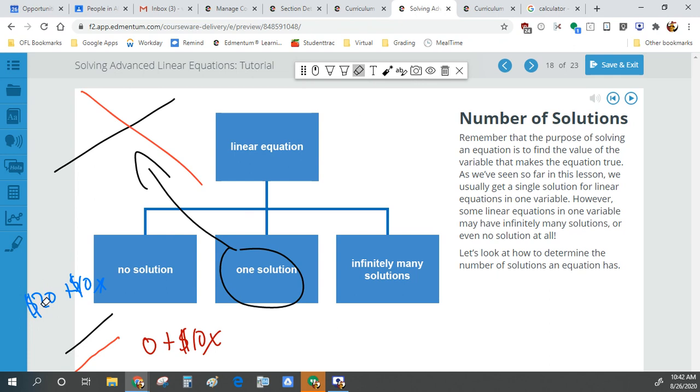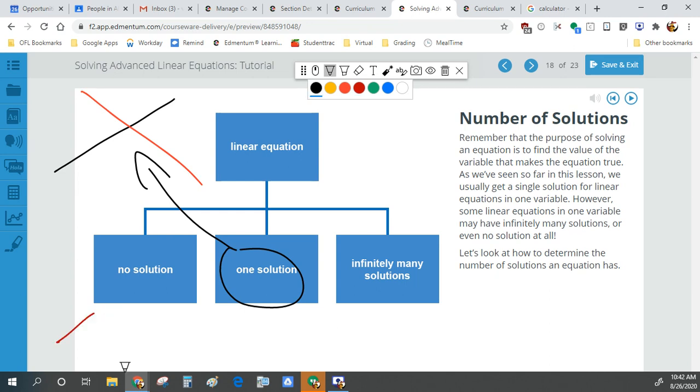When are their savings accounts going to meet? Never, because they're saving the same amount. If the person with no money in savings wants to catch up, they're going to have to start putting in more money. They're going to have to change their slope in order to meet up. So that's an example of no solution. No solution would be parallel lines.